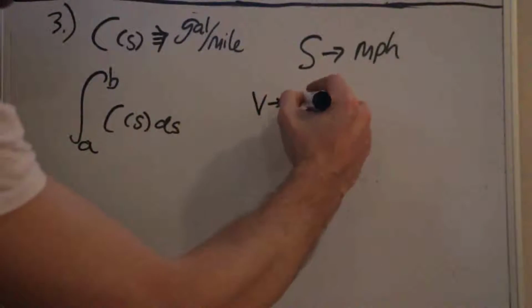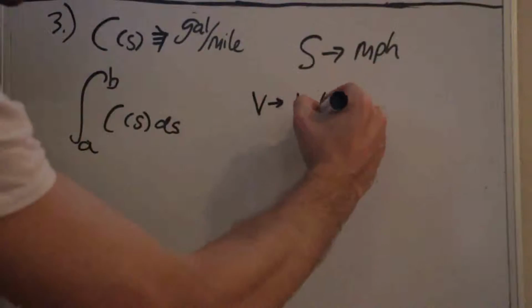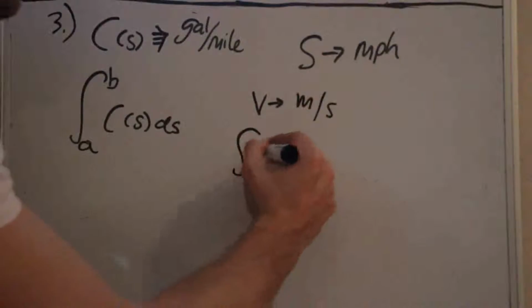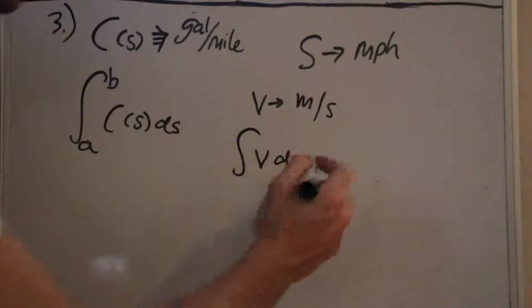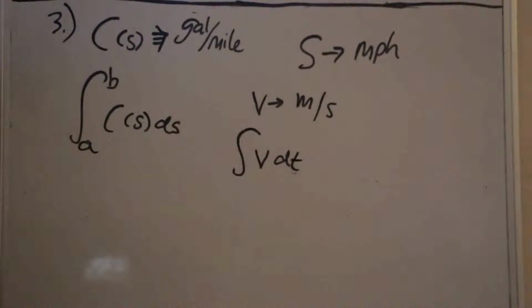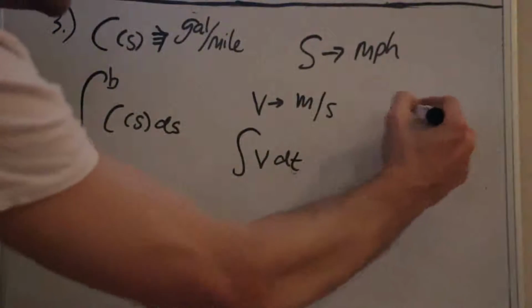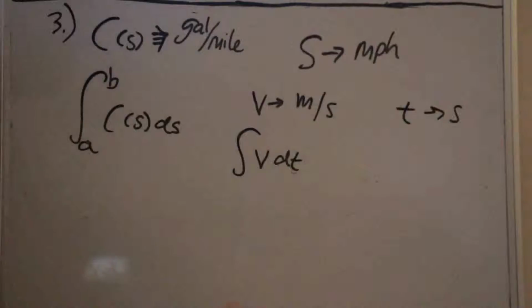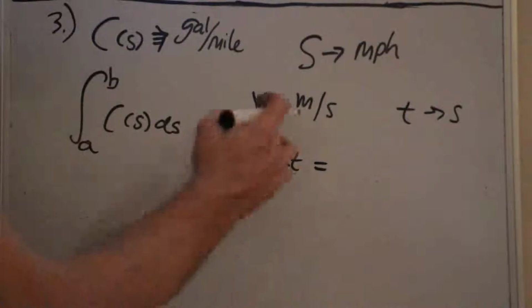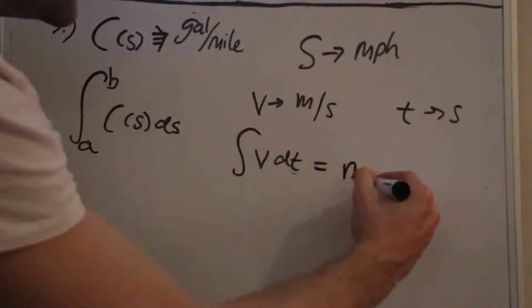Velocity is going to be in, let's say, meters per second. Now, if I take the integral of my velocity with respect to time, which is in seconds, right? t would be seconds. What ends up happening? Well, I get something that's position, which wouldn't be meters per second anymore, it would be meters.